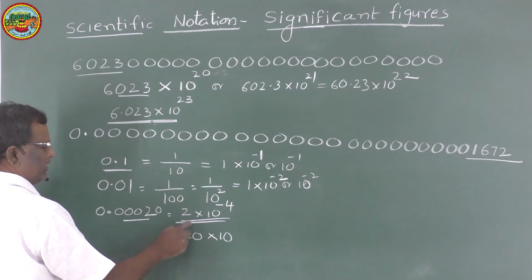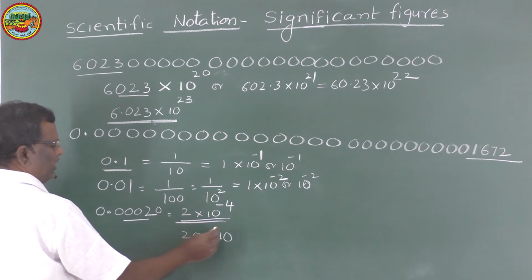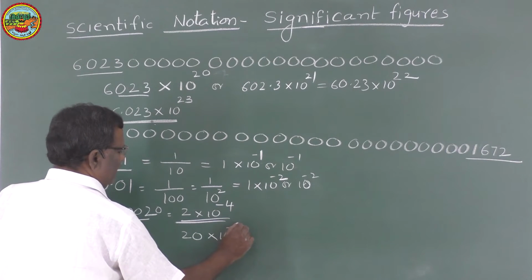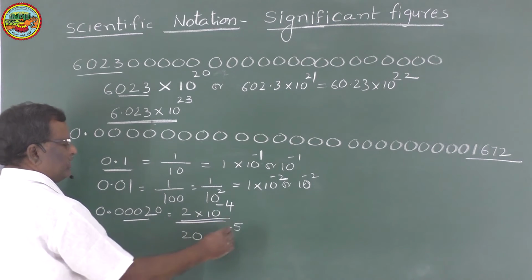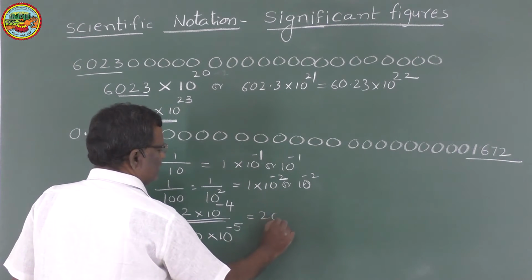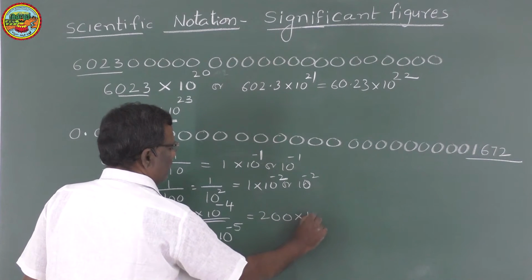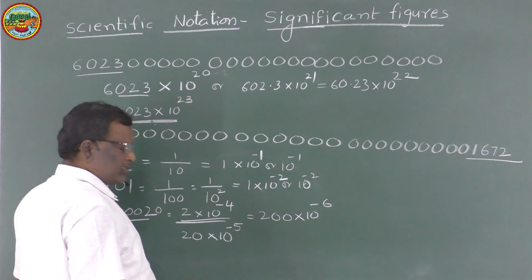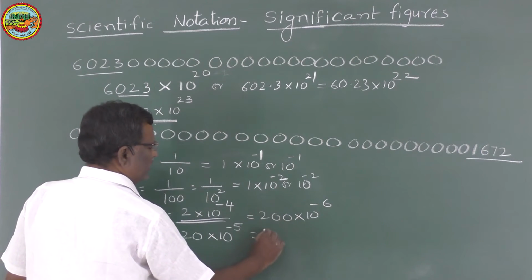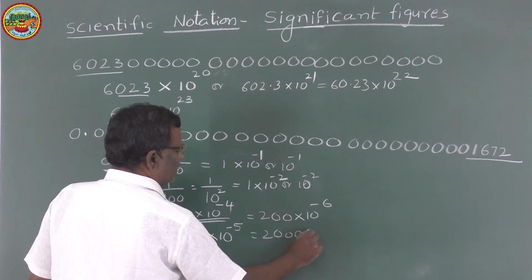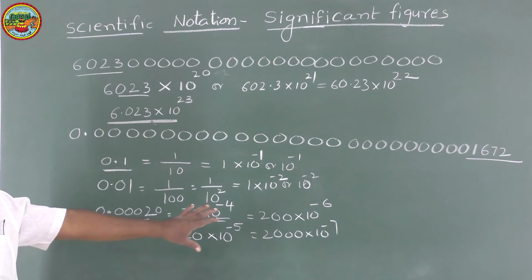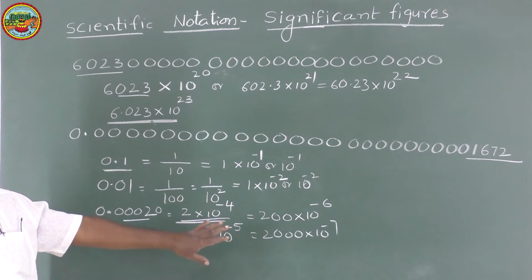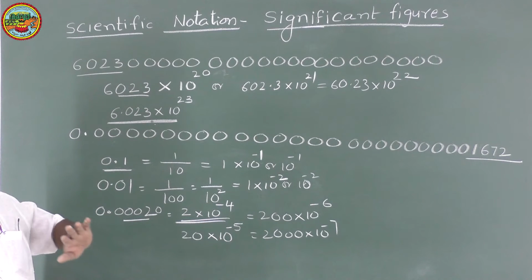So you can write the same number as 20 into 10 to the power minus 5. Similarly, if you want to increase the digits, this can also be written as 200 into 10 to the power minus 6. Or if you go on increasing, it can also be written as 2000 into 10 to the power minus 7. All have the same numerical value. The numerical value is not changed.